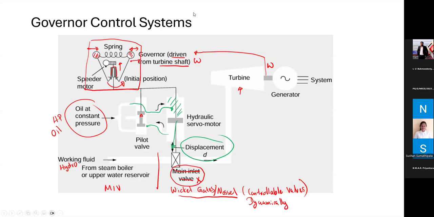So basically, in that action, the governor controls these wicket gates and the nozzle to dynamically control the working fluid into our generating scheme.